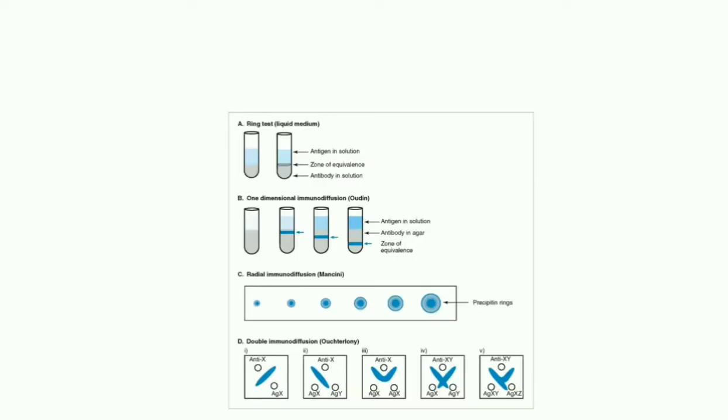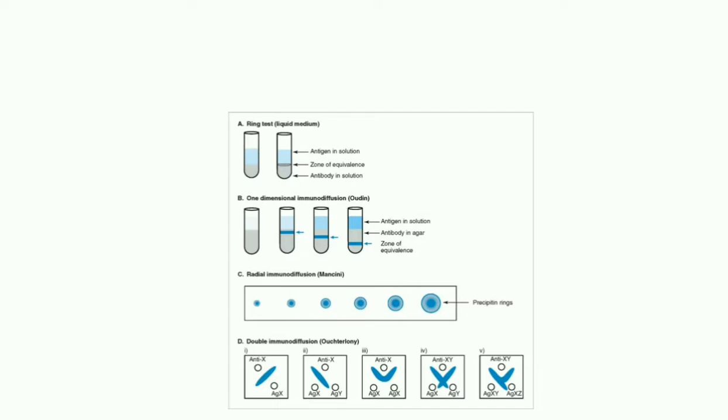So the first picture you can see is the ring test. We have already talked about that. Initially you have antibody in solution. Above that you are layering antigen, which is also in solution. At the junction of two liquids you will get a ring formed. That's why the name is ring test. Okay, below that you can see another picture.